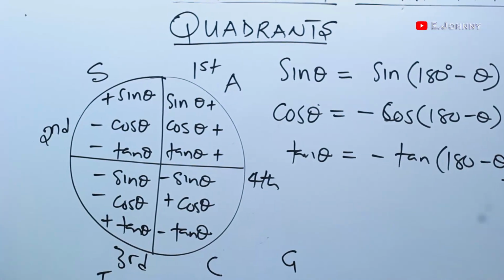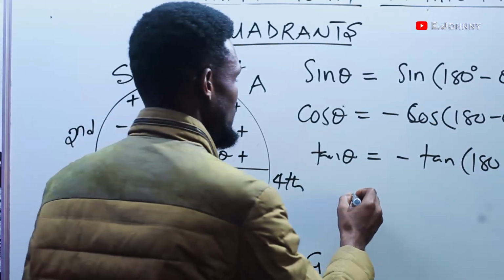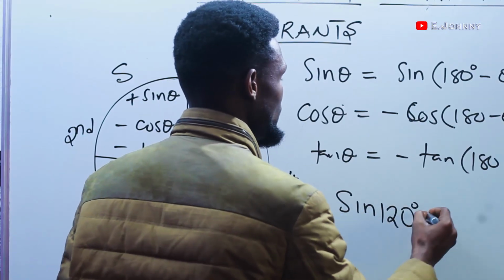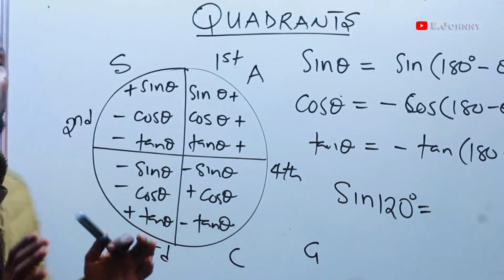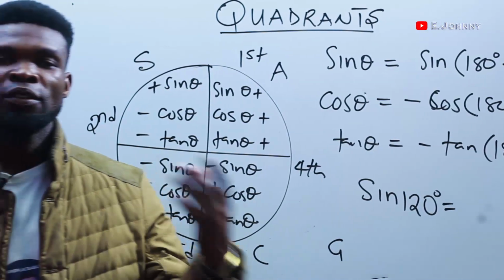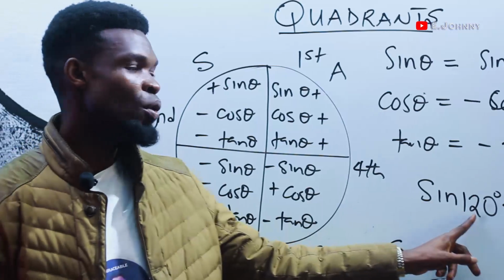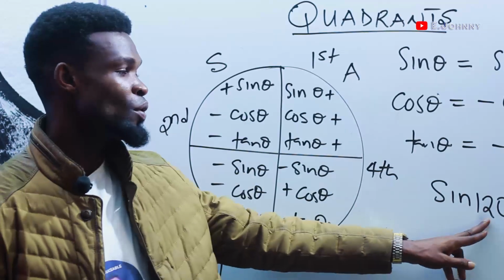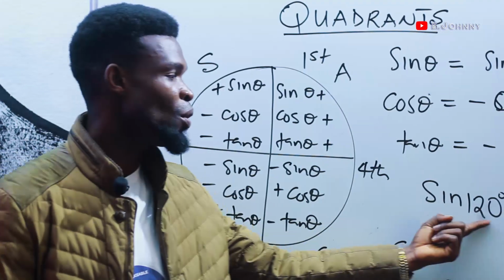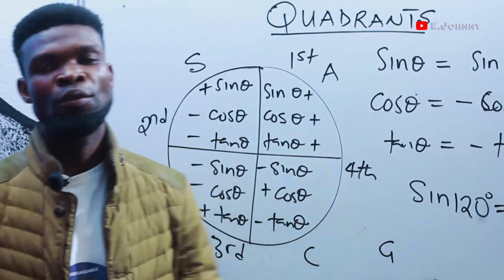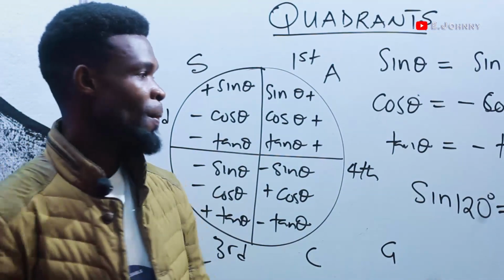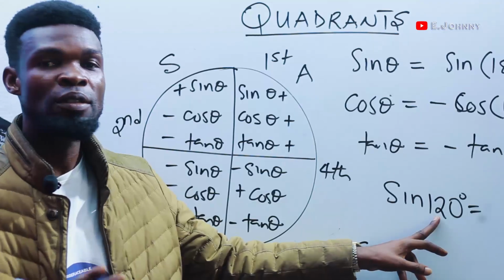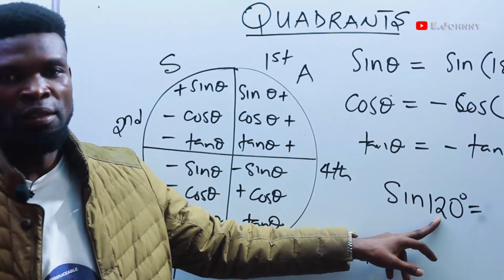What does this mean? If I have sine 120 degrees, for instance, we have studied special angles already, and in the special angles we did not see anything like 120 degrees. It was 0, 60, 45, 180, 270, 360. There was nothing like 120. So now I need to work with 120 degrees without the use of a calculator. How do I do it? I have to go to the identity here. Since I'm looking for sine 120, I'll ask myself, what is the equivalent of sine 120 in the special angle?